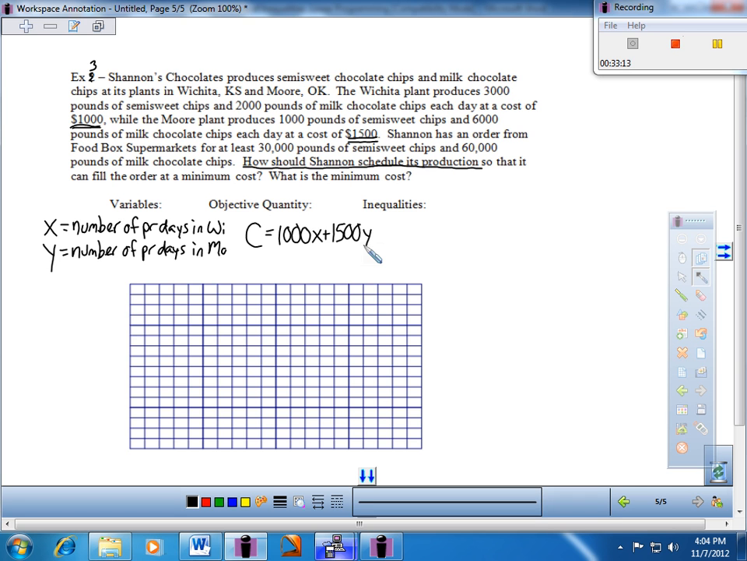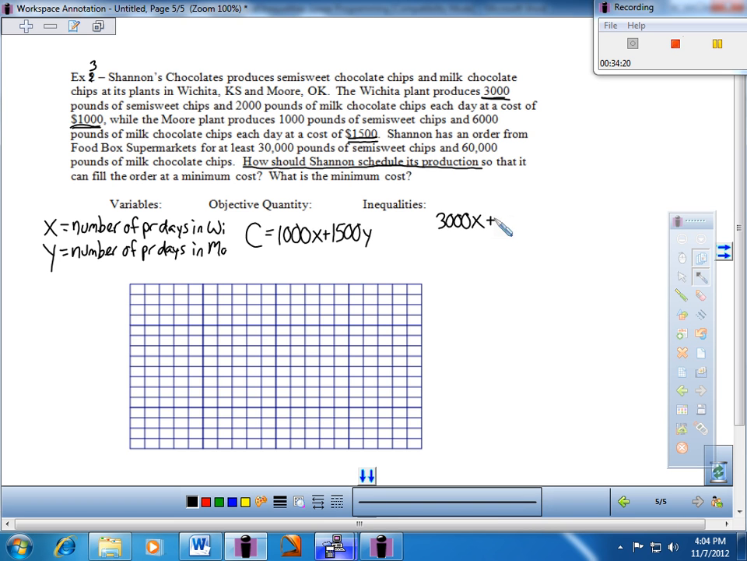And so let's take a look, everybody. It looks like each day the Wichita plant produces 3,000 pounds of semi-sweet. So let's start with that. 3,000 pounds of semi-sweet each day, so times the number of days.